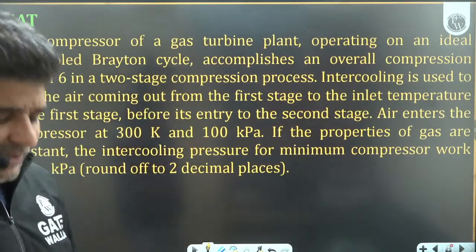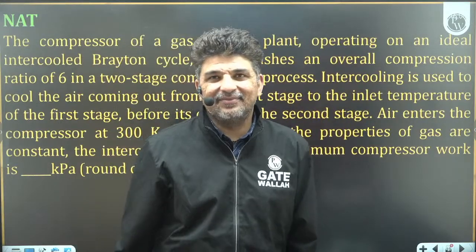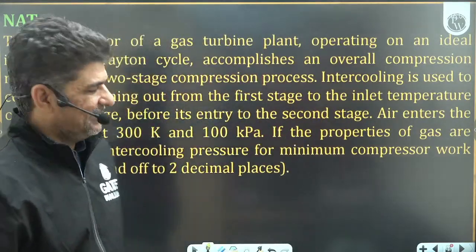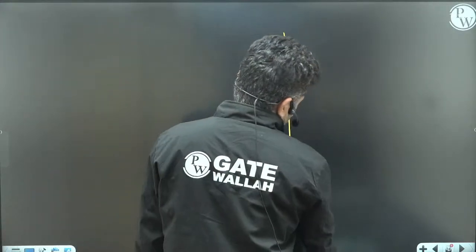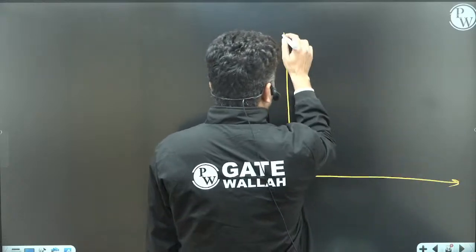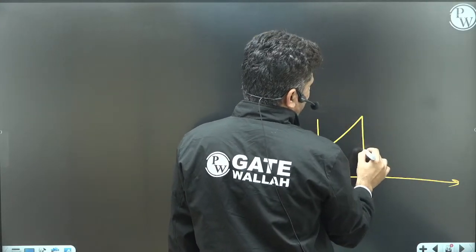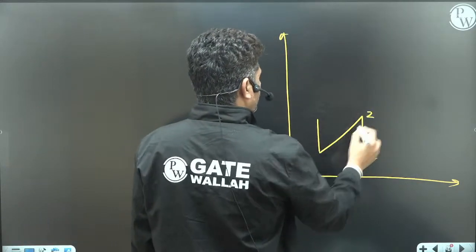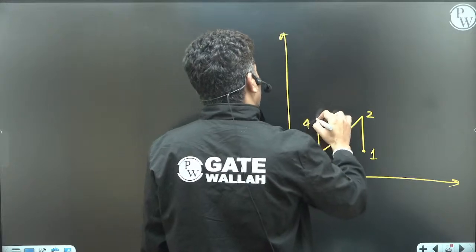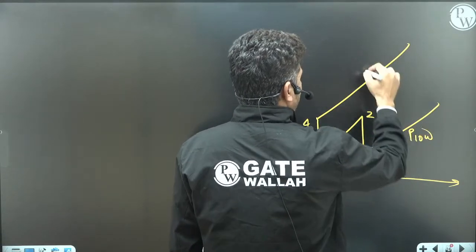So guys, it is given that, see, all this extra stuff he has given just to confuse most of you. He says that there is an intercooled cycle, and in the intercooled cycle there is perfect intercooling. So this is location 1, this is location 2, this is location 3, this is location 4, and your cycle is moving like this. This is your P low and this is your P high.